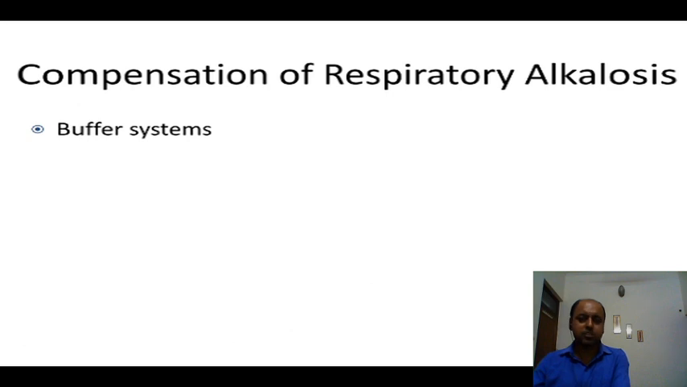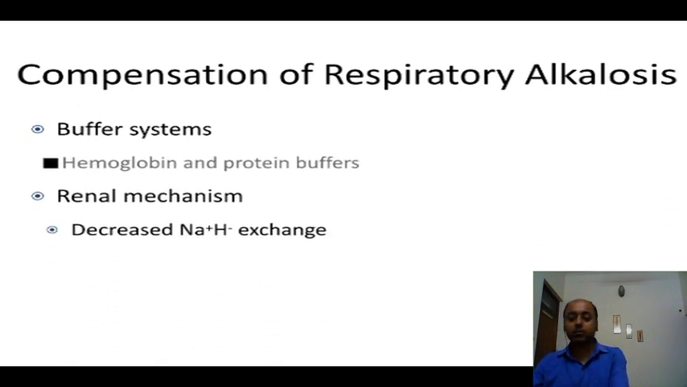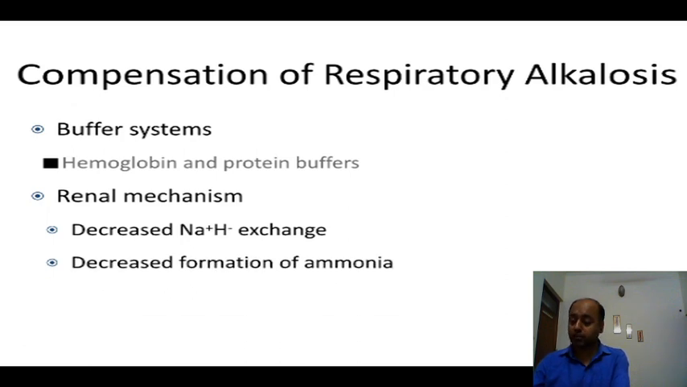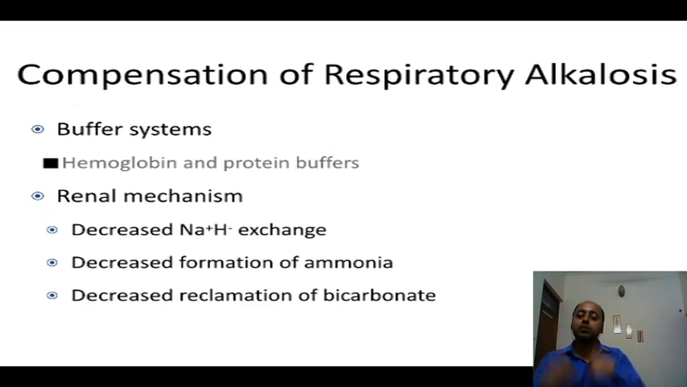Compensation: the buffer system will try to compensate. Once they are exhausted, then the renal mechanism will come into play. The three components we have already mentioned: decreased sodium H plus exchange, so that more and more of H plus will stay in the body. Decreased formation of ammonia, again more and more of H plus is retained, and we decrease the reclamation of bicarbonate, so that more and more of bicarbonate is lost.